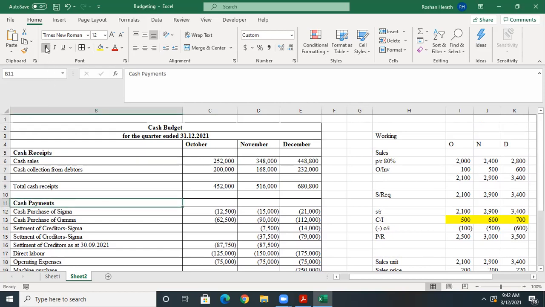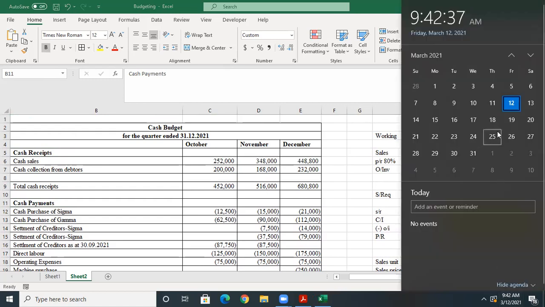So in the next class, in the next week, we'll be taking the discussion on standard costing, and I think thereafter our semester may be over. Do you have any idea about that, when our semester is going to be over? Is it 19th, 20th, maybe 20th, no?